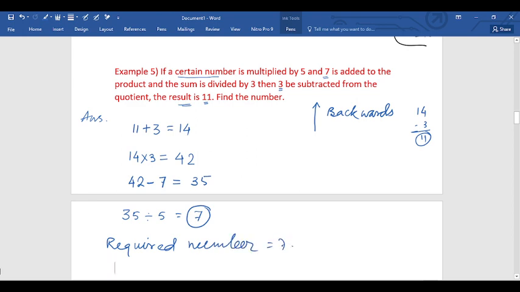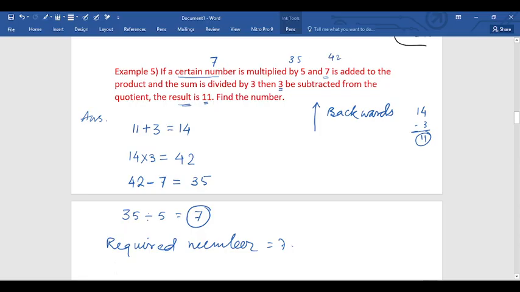Okay, we just went backwards. Now you do anything, you will get the same number. The certain number is 7. So 7 is multiplied by 5, which gives you 35. Then 7 is added to it. That means 35 plus 7 is 42.